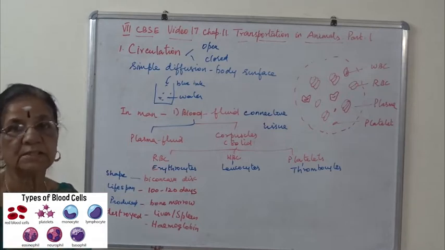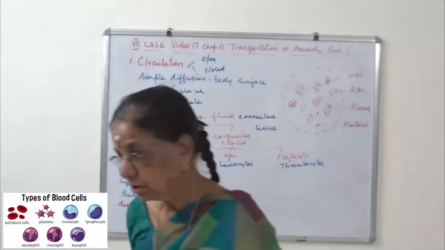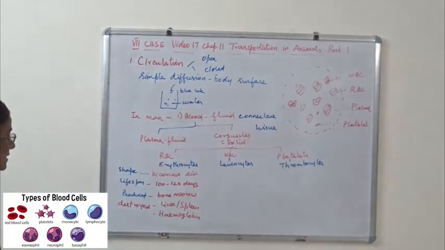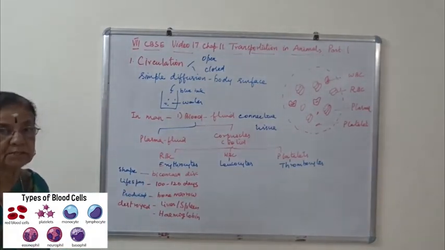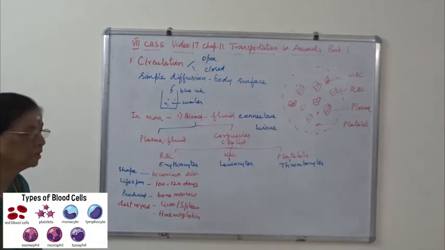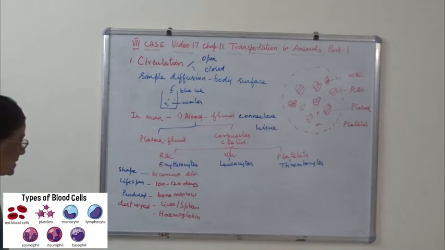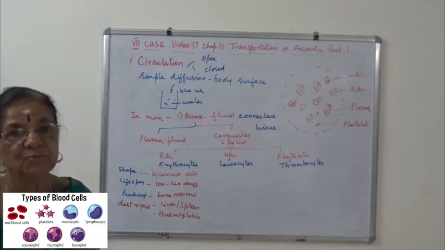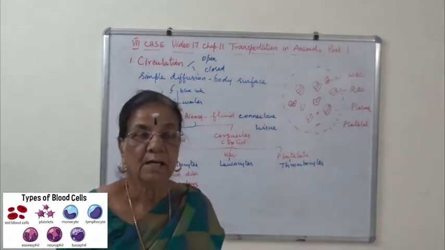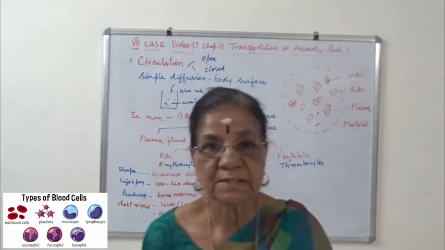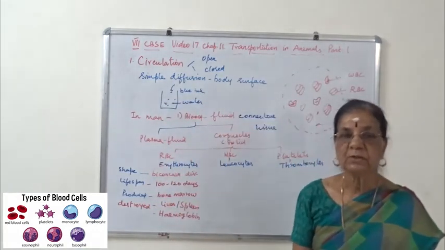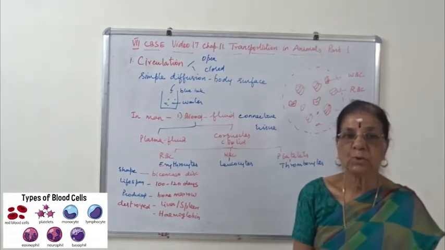Children, we'll just continue. So, we are talking about RBC, otherwise called erythrocytes, where the shape is biconcave, disc shape and circular in nature, and lifespan is 100 to 120 days, and it is produced by bone marrow and destroyed in liver and spleen. RBC contains red pigment called hemoglobin, and it combines with oxygen to form oxyhemoglobin.